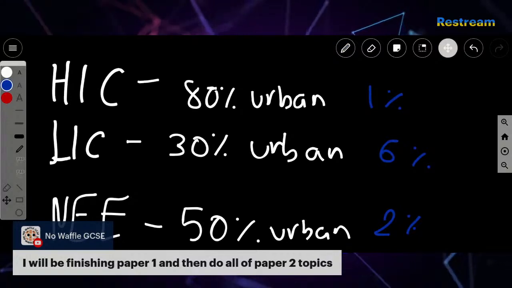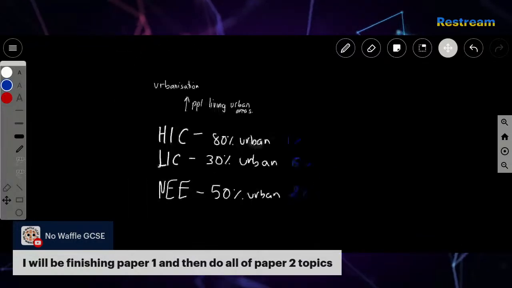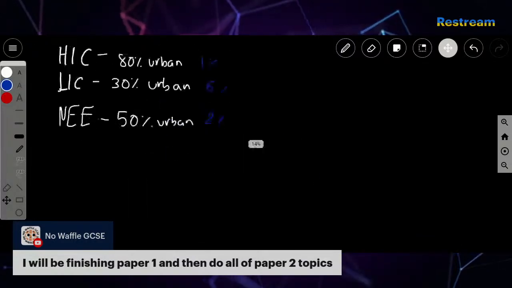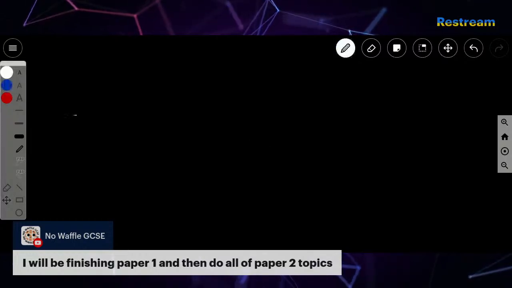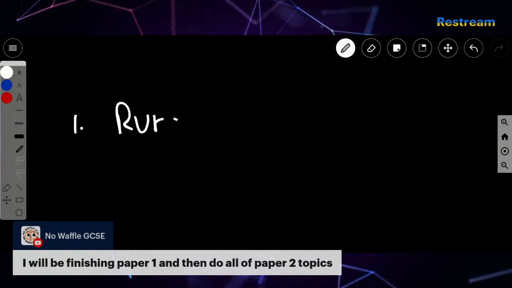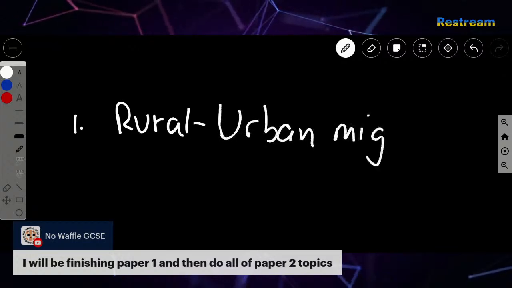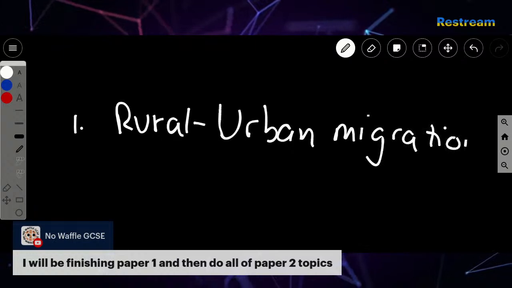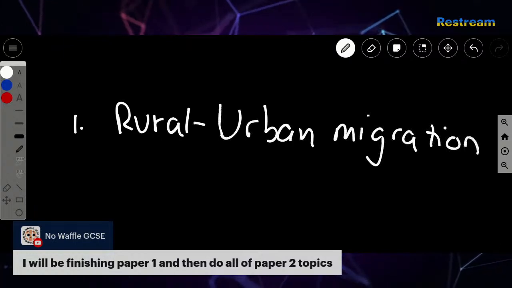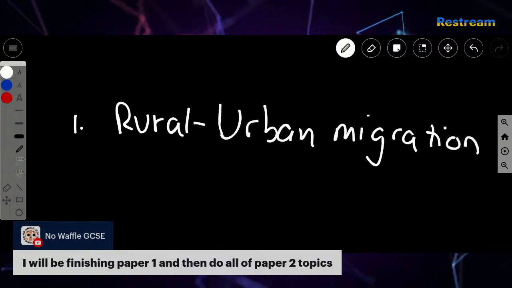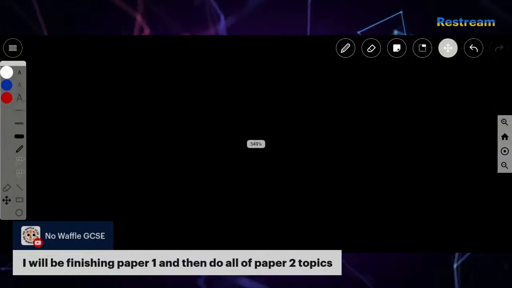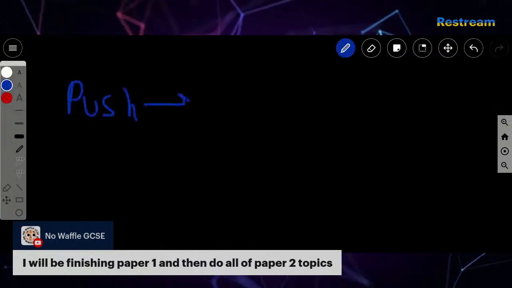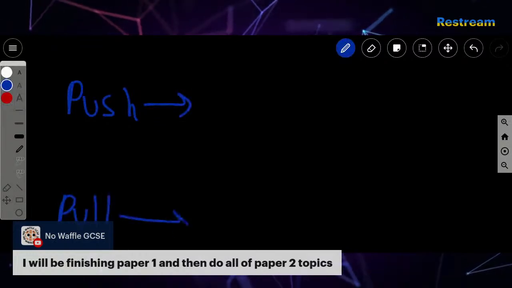Now, we need to look at what causes urbanization. So, causes of urbanization. Now, firstly, there's rural to urban migration. That's the main reason for urbanization. Now, this means that people are moving from rural areas to urban areas because of push factors and pull factors. So, push factors push people out from living in rural areas, and pull factors pull people towards urban areas.